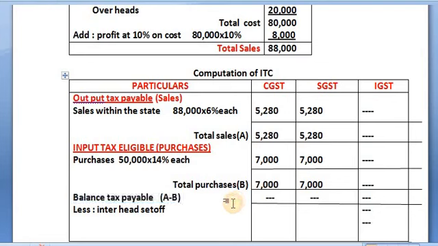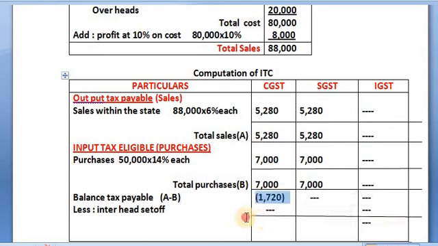Now we have to find out the tax payable. Sales 5,280, sorry, extremely sorry. Total sales is 5,280. Purchases is 7,000. Already at the time of purchase you have paid 7,000 tax. But now you have to pay 5,280. If we subtract, whatever difference comes, only that much we have to make tax payable.